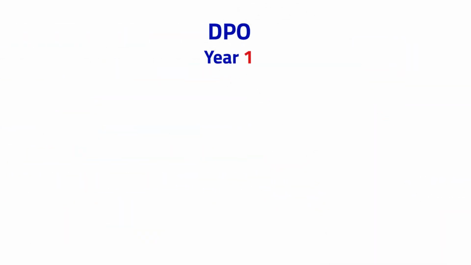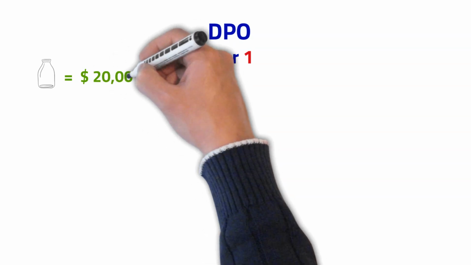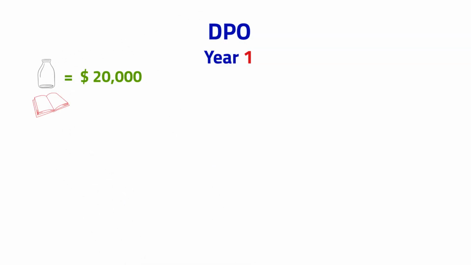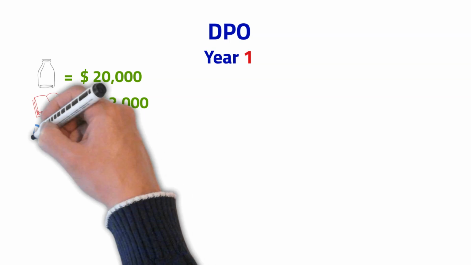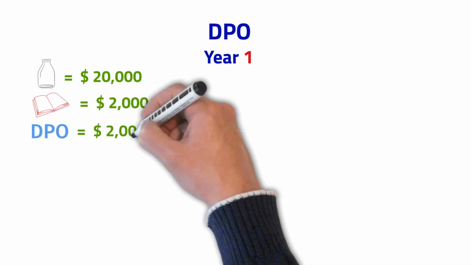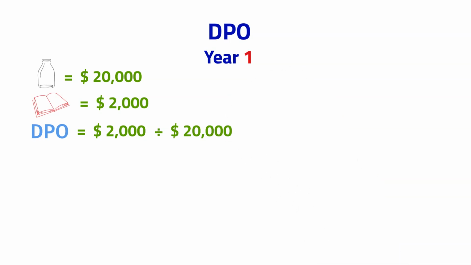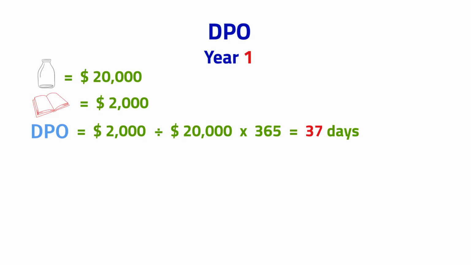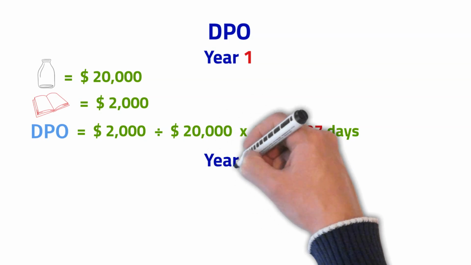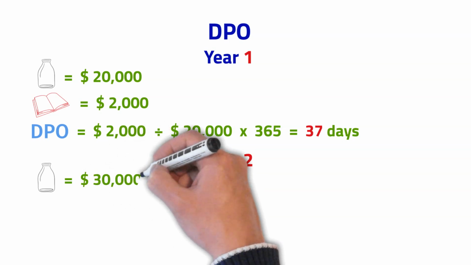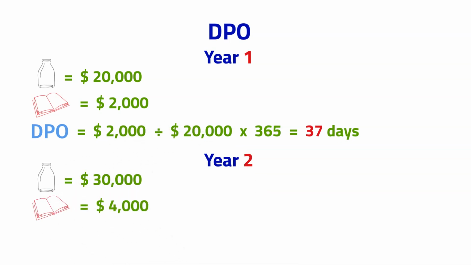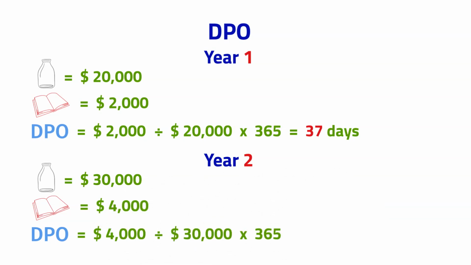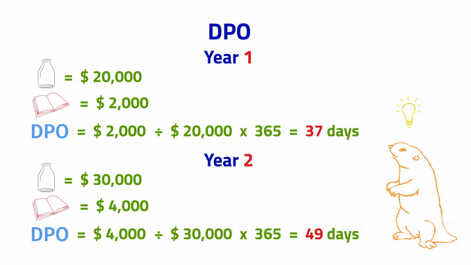Let's have a look at an example. Last year we bought apples and jars for $20,000. In the end of the year, we had 2000 in payables. Our DPO would be 2000 divided by 20,000 times 365 equals 37 days. So it would take us on average 37 days to pay our suppliers. This year we grew our business with costs of 30,000, payables 4,000. Our DPO are 4,000 divided by 30,000 and multiplied by 365 equals 49 days. Looks like we were able to renegotiate longer payment times with our suppliers.